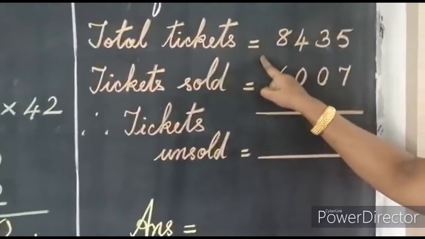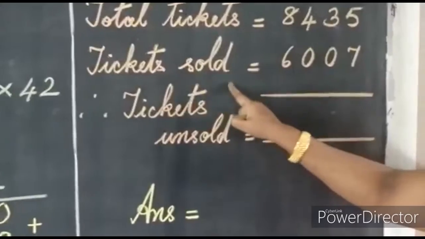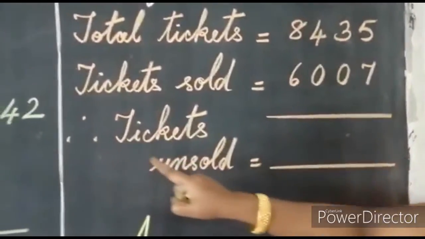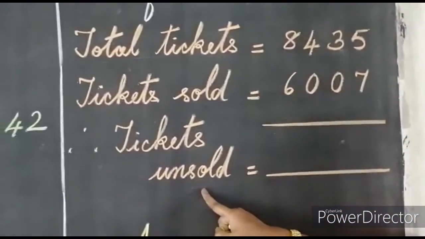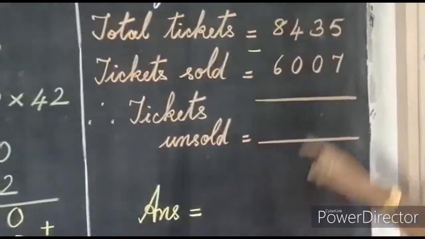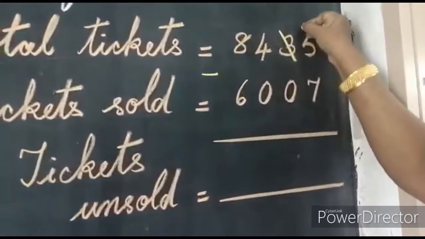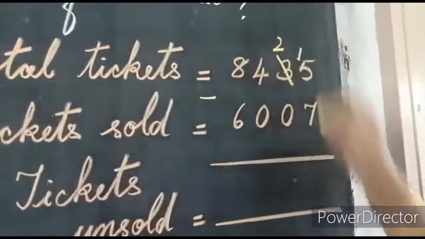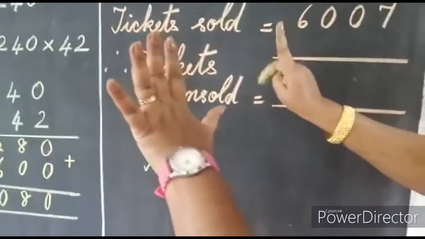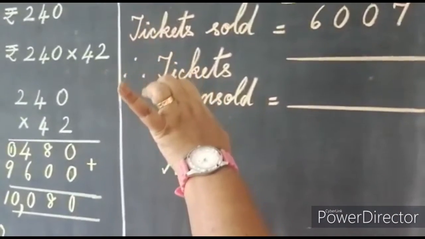Total tickets is equal to 8,435. Tickets sold is equal to 6,007. Therefore, tickets unsold or left, both are correct. Subtraction. Obviously, it is subtraction. Can we take away 7 from 5? No. So cut, give 1, borrow. This becomes 2. 15 in the mind. Take 7 fingers before 15. 14, 13, 12, 11, 10, 9, 8.